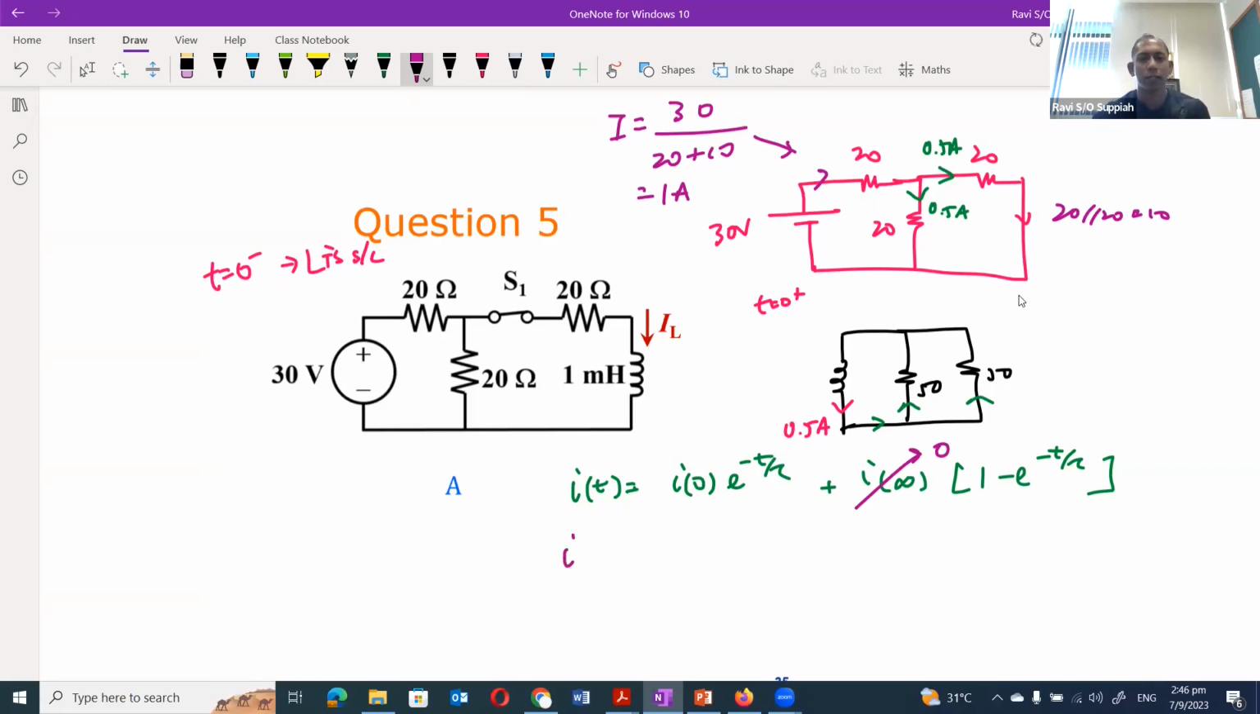So the expression for i(t) would be 0.5 e to the minus t by tau, where tau is L by R. What is L? L is 1 milliHenry, and R is 50 parallel to 50, because it is discharging through these two resistors in parallel, so it is 25 ohms. Which should give tau equal to 40 microseconds.